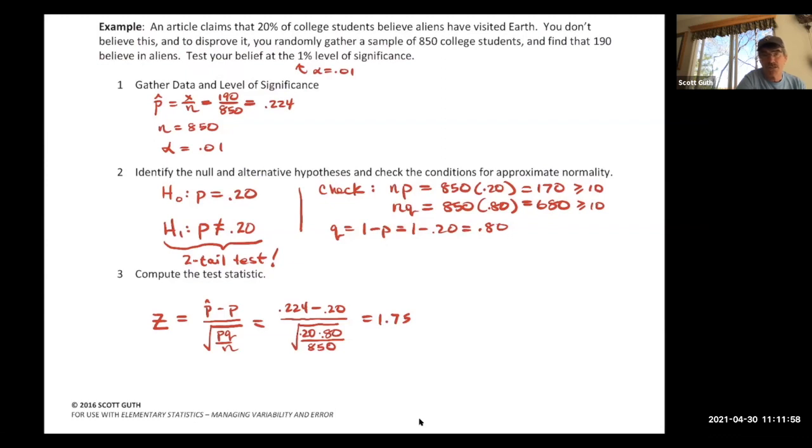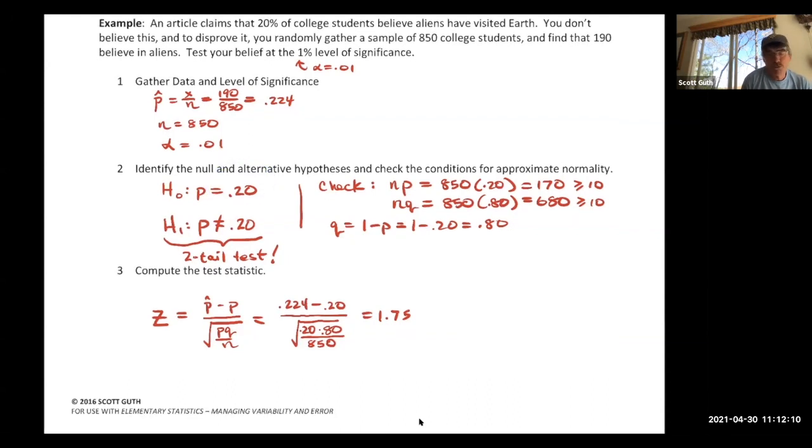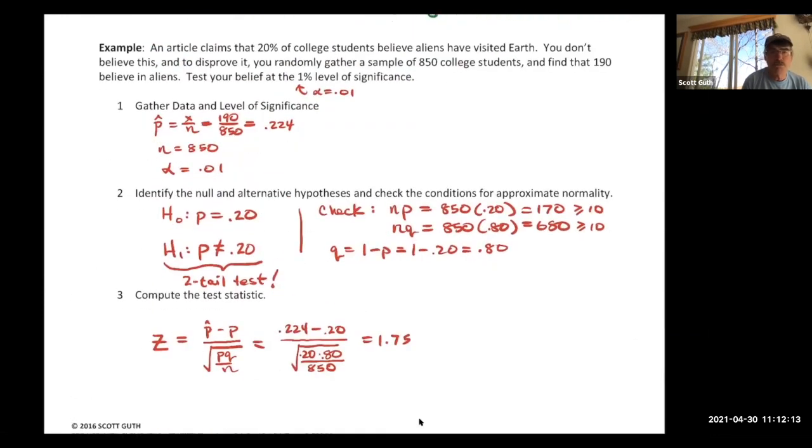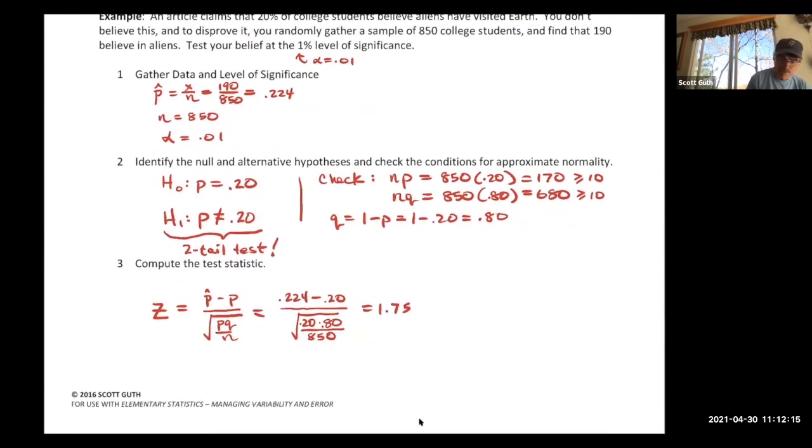Okay, 8% chance. So even if the population proportion is 20%, 8% of the time you'll get a statistic this high randomly, even when the null hypothesis is true. So it's just not strong enough. It needs to be very unlikely to have happened by chance. How likely? Less than 1% chance.